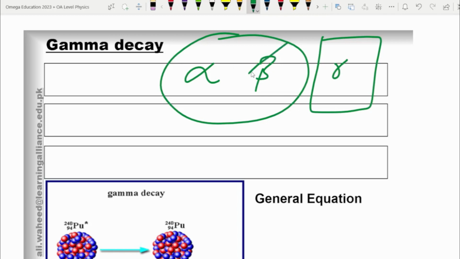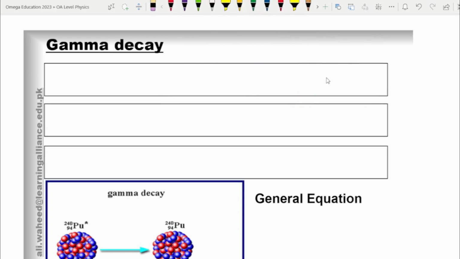So this way, we can say that alpha and beta decay are, in some sense, they have this similarity.